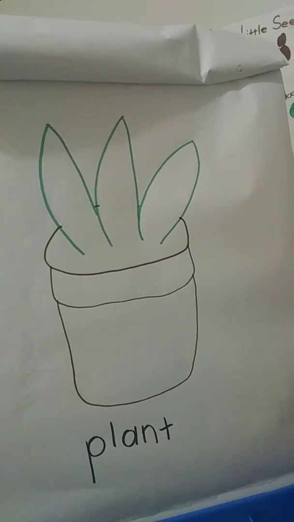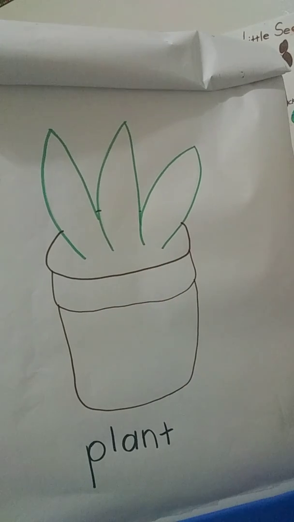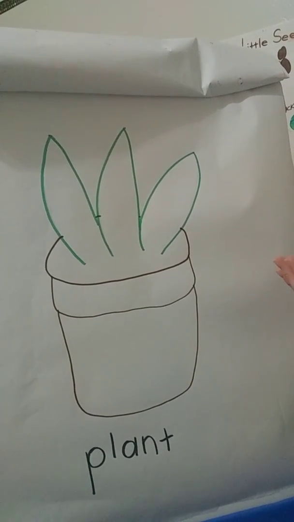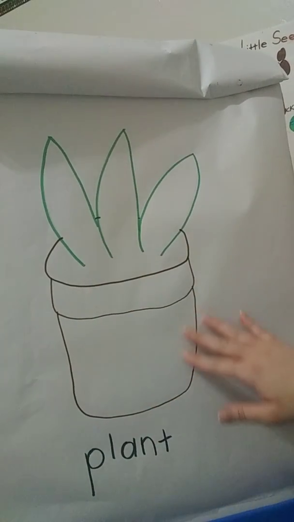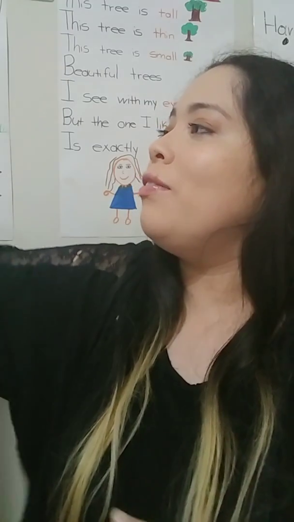It begins with a P. I drew a nice, beautiful plant. I don't have a plant at home, but you can look at a picture, okay? If you have a plant at home, I want you to look at it as well. Have mommy or daddy or whoever is watching you hold it, and I want you to answer the question of the day, okay? And this is the question of the day.